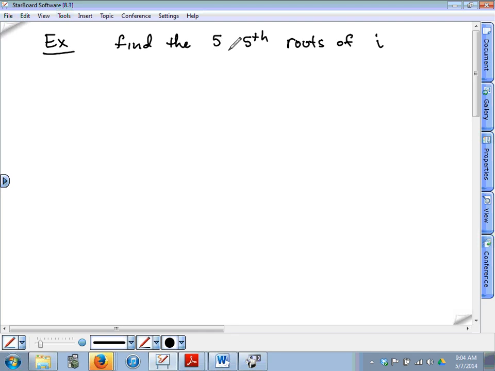Now, if we're doing fifth roots, how many instances of k do we have to have? We have to have k equals 0, 1, 2, 3, and 4. We have to have those instances of k, so we got to run through this 5 times. And what does n equal? 5, because we're doing fifth roots.